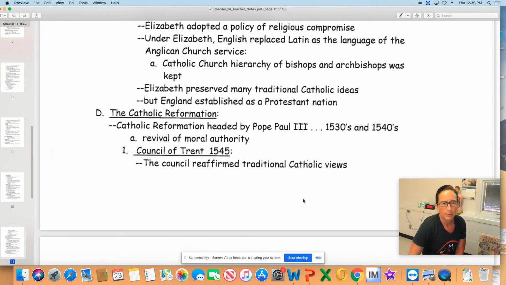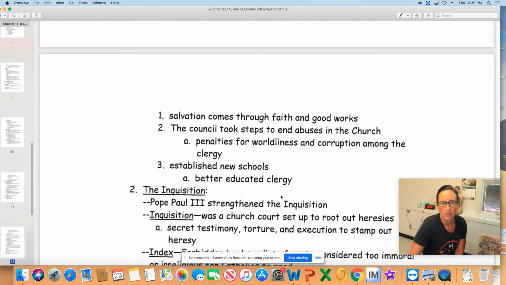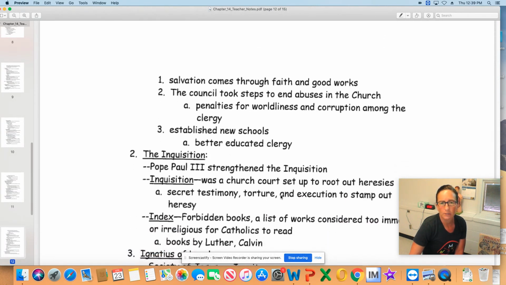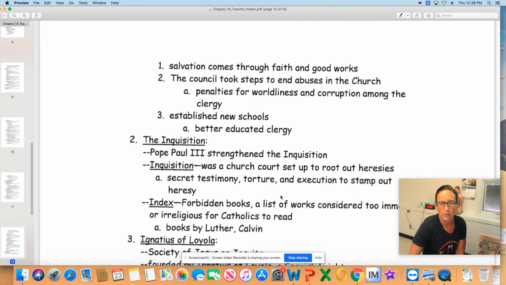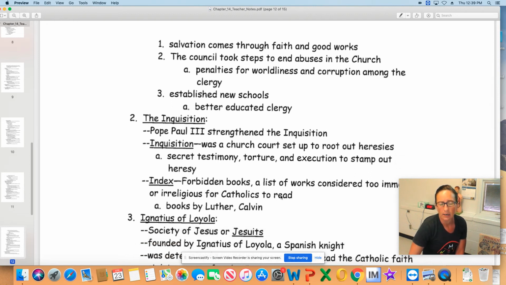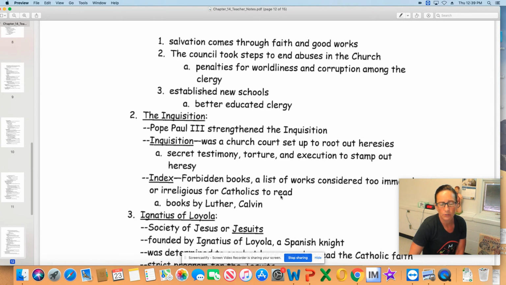And the Catholic Reformation. The Catholic Reformation was headed by Pope Paul III in the 1530s, 1540s, and there was a revival of moral authority. So we're going to reform changes made in the church. It's going to start within. The Council of Trent in 1545, the council reaffirmed traditional Catholic views. Salvation comes through faith and good works. The council took steps to end abuses in the church, penalties for worldliness and corruption among the clergy. They're going to establish new schools. They're going to better educate clergy. So that's the movement within the church.